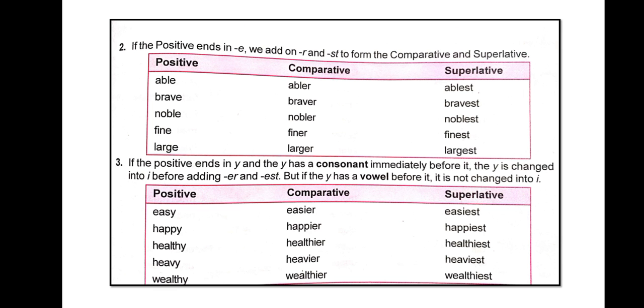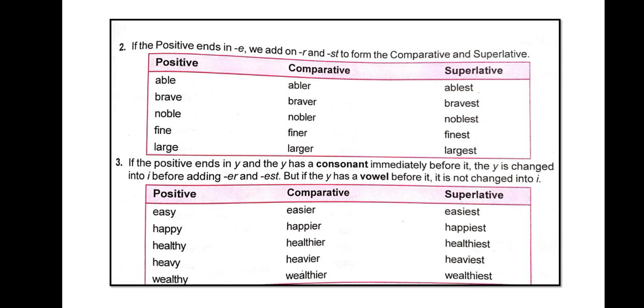Able, abler, ablest. Brave, braver, bravest. Noble, nobler, noblest. Fine, finer, finest. Large, larger, largest. Number 3: if the positive ends in Y and the Y has a consonant immediately before it, the Y is changed into I before adding ER and EST. But if the Y has a vowel before it, it is not changed into I.